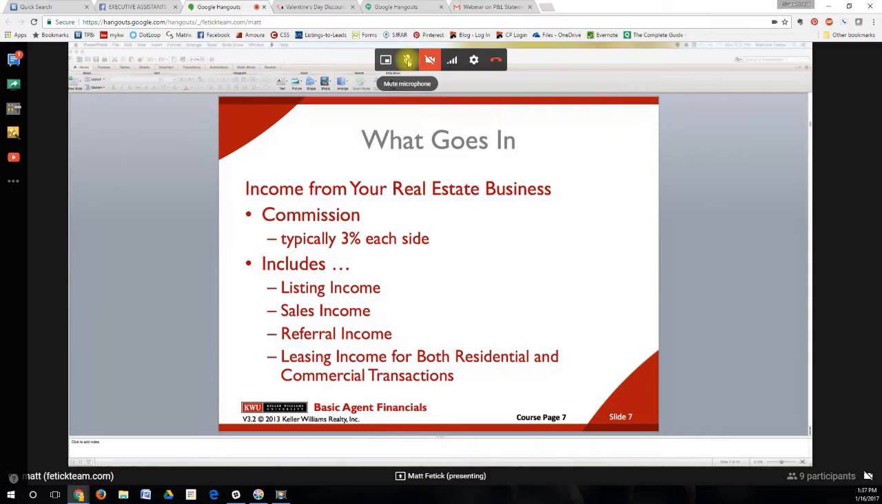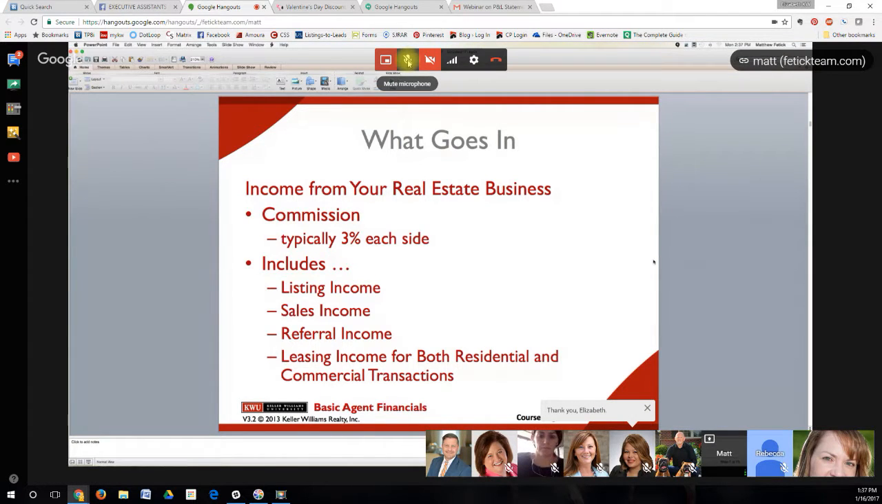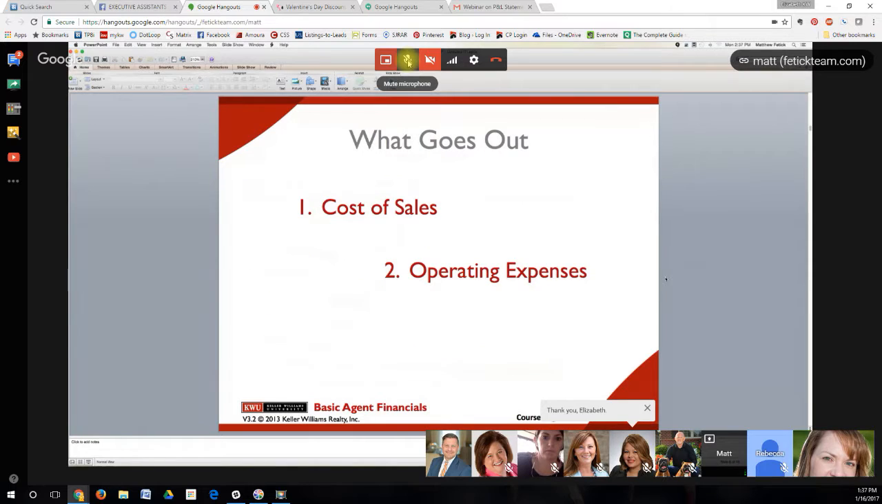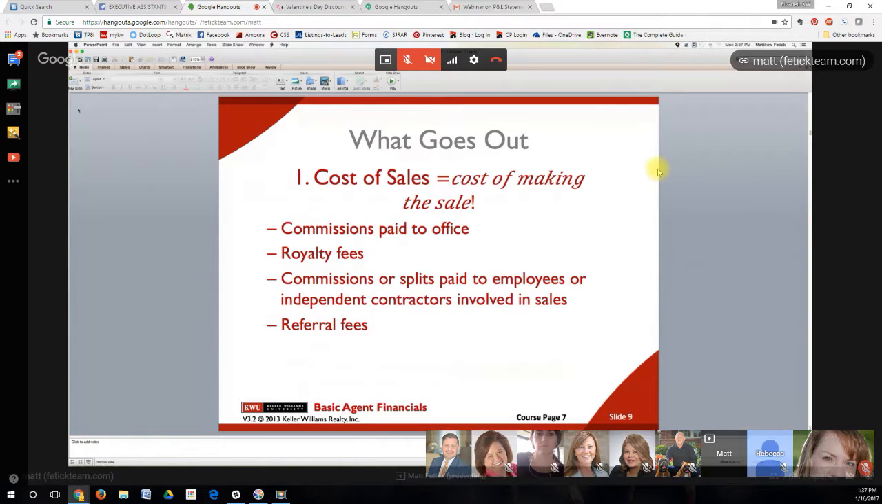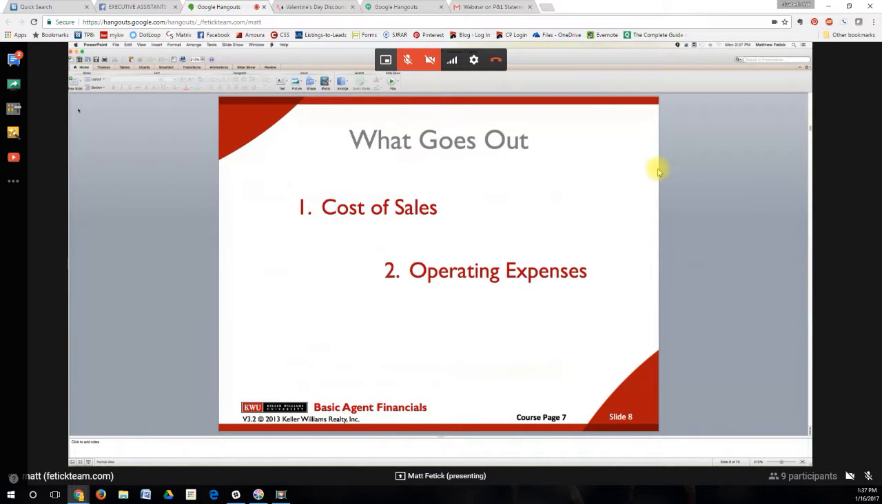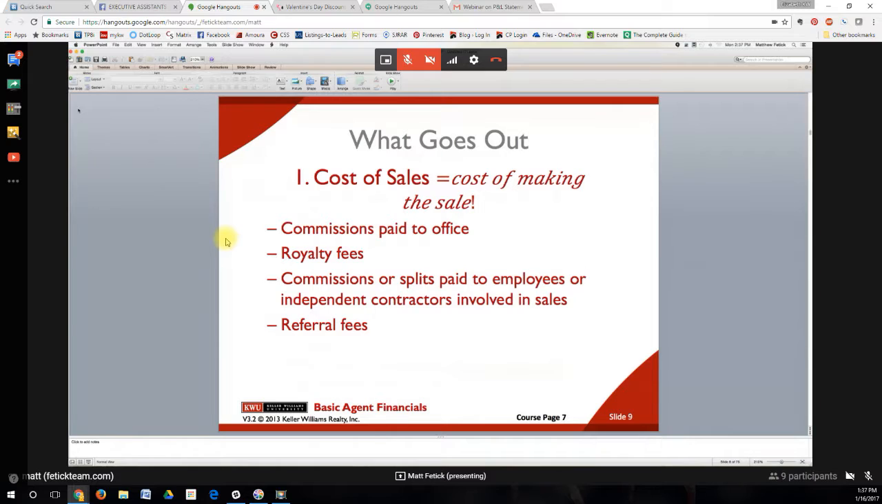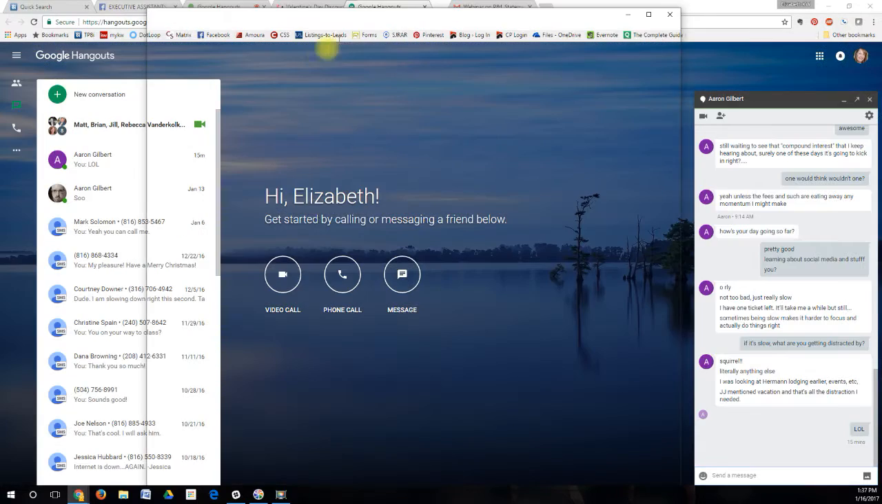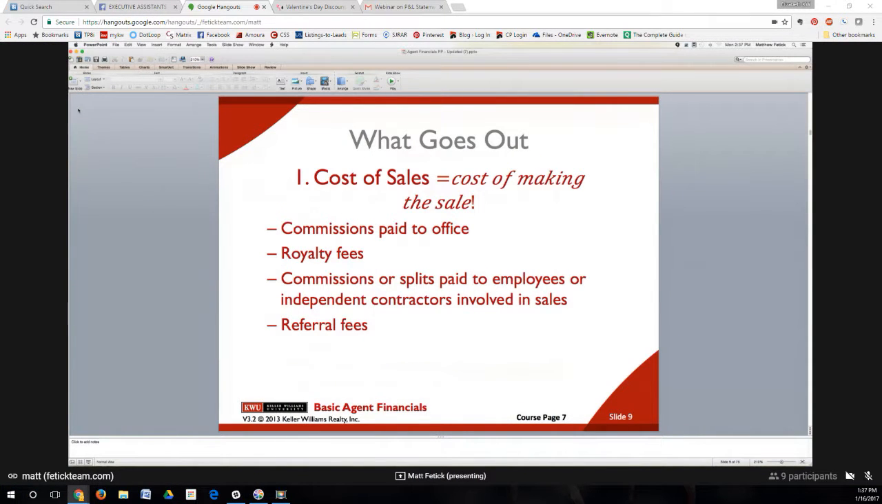Okay, so now let's go on to number 2. If what goes in is going to be everything, then the next question becomes what goes out, right? It is going to be divided into two main categories: cost of sale and operating expenses. There are going to be lots of subcategories, but cost of sale and operating expenses. Cost of sale is what it costs you to make the sale. At Keller Williams, these are generally the expenses that are paid on the green sheet, right? Generally, these are the things that get paid that would not have been paid if the deal never closed.